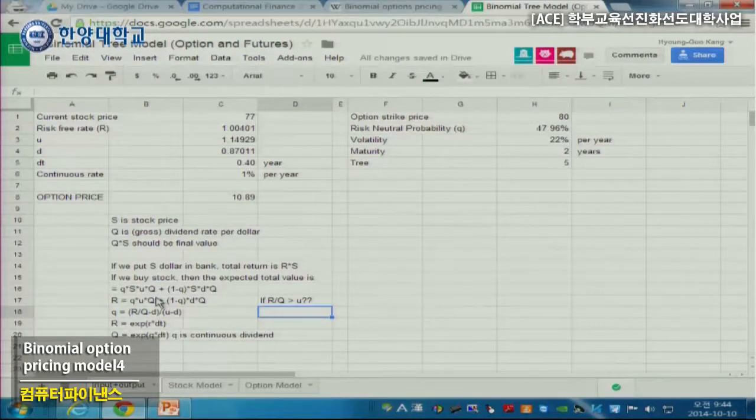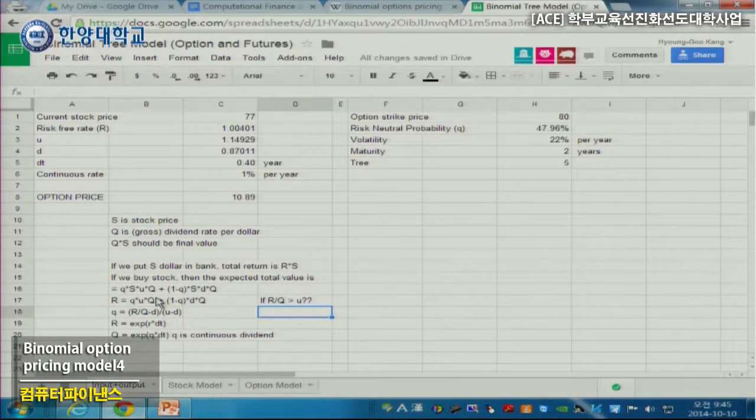If R divided by Q is between U and D, then small q is always between 0 and 1. So that is okay, but still the same story. If there is no arbitrage opportunity, q is between 0 and 1, which means that there is a risk neutral probability, which means that there is a risk neutral world, and therefore we can do risk neutral pricing.